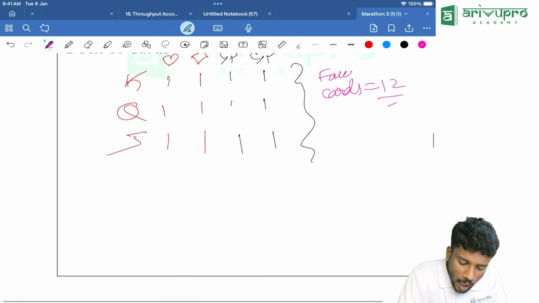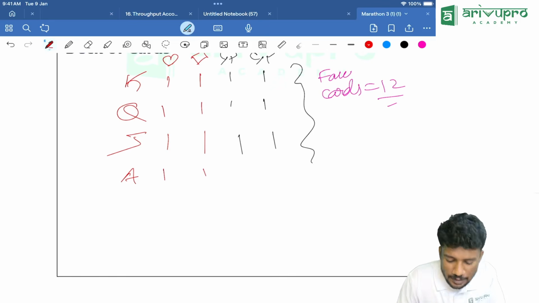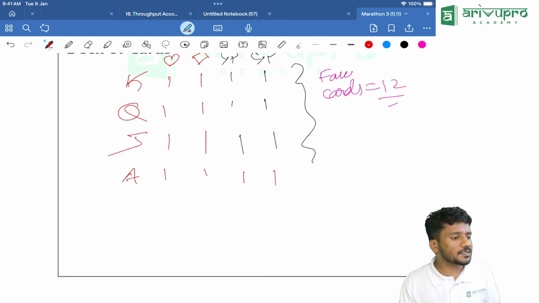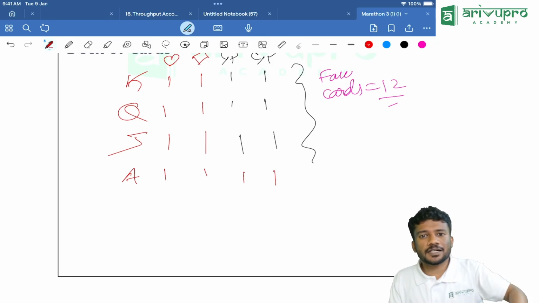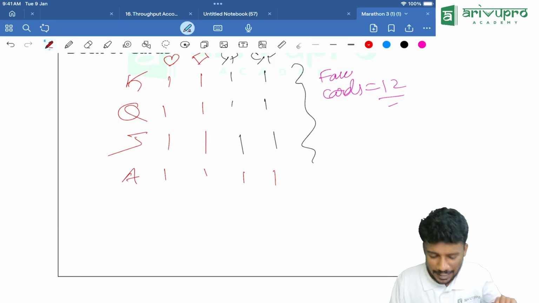Now, how many aces are there? In heart 1 is there. Then diamond 1, spade 1, and club 1. So total 4 aces are there. 4 kings are there. 4 queens are there. 4 jacks are there. Then number cards are also there.